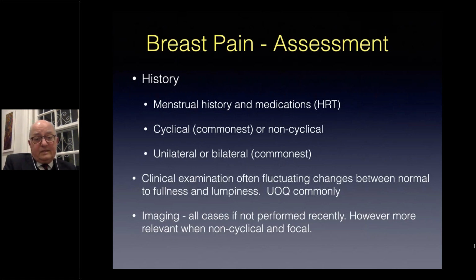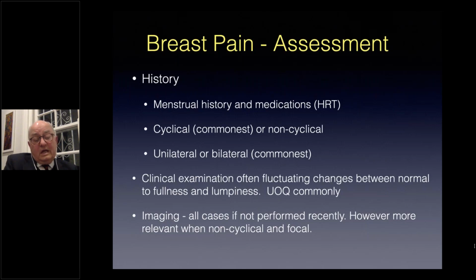The clinical examination in these people is very varied. Often it's very normal, but at other times there can be fullness and lumpiness. And once again, this is more common in this cyclical type of mastalgia, and most commonly felt in the upper outer quadrant.